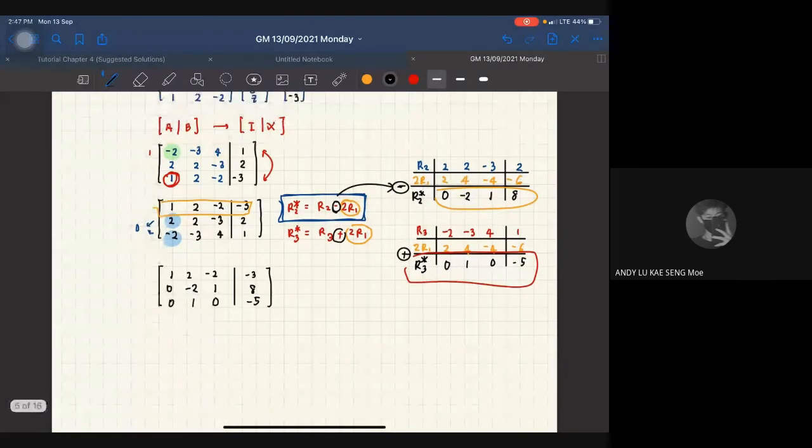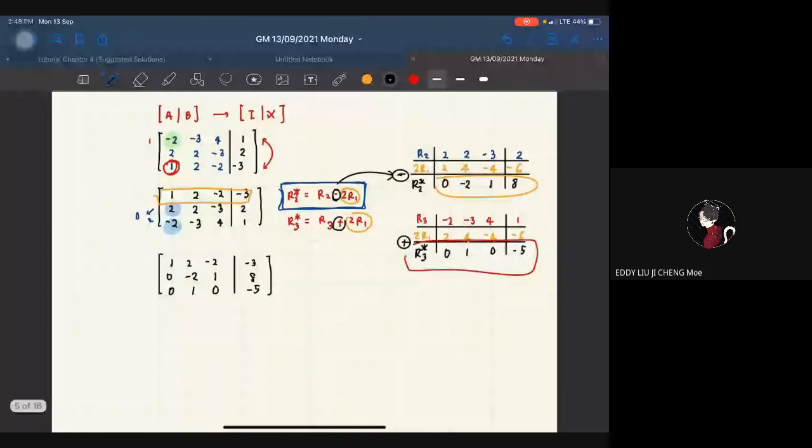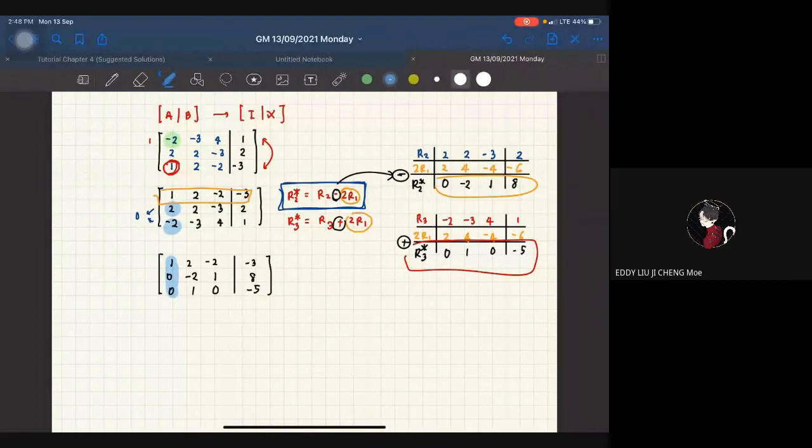So target kita dekat sini is kita nak jadikan this -2 over here into 1. Okay, we want to change this into 1. So daripada -2 nak jadi 1, apa yang awak boleh buat? What can you do to change -2 into 1? Anyone? Darab -1/2. Darab -1/2, betul?